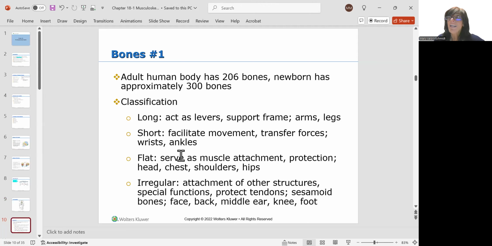So we have 206 bones in our body. A baby has 300 because a lot of the baby's bones aren't fused yet. In order for them to get through the birth canal, they have to be mushy, moldable, pliable, right?